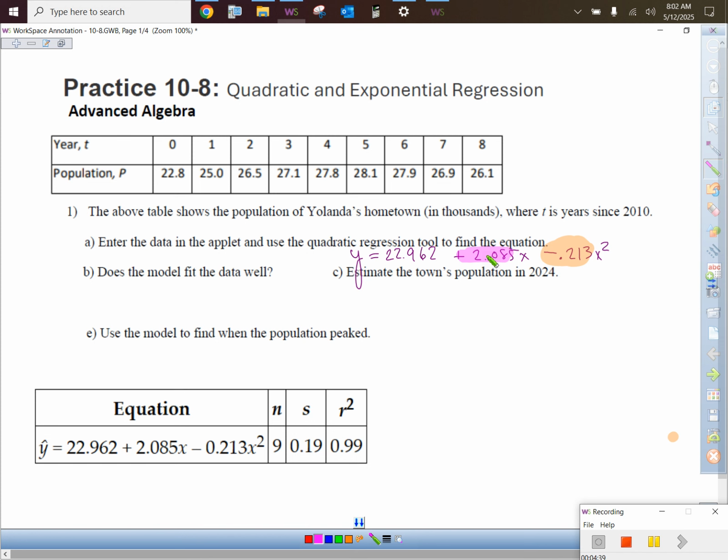Does the model fit the data well? What do you think, yes or no? Yes. Big fat yes. Estimate the town's population in 2024. So what would we have to do with that?